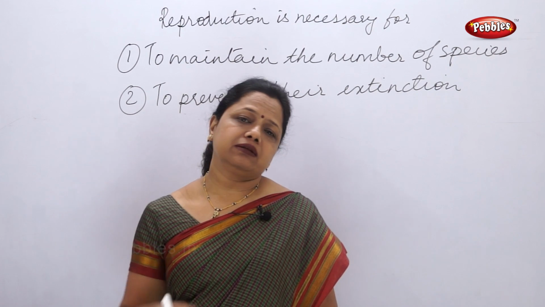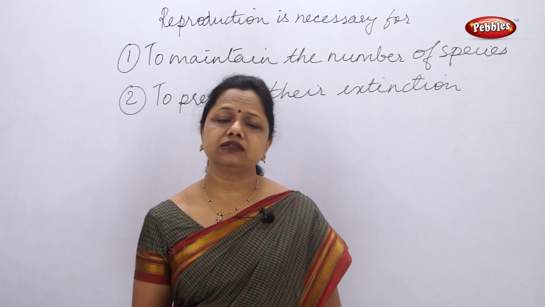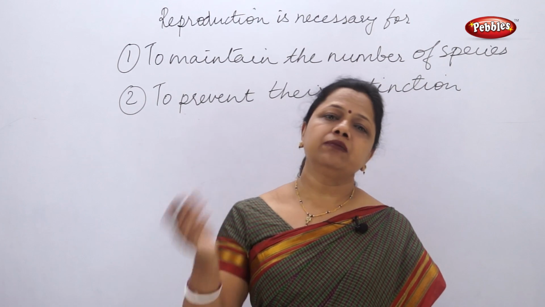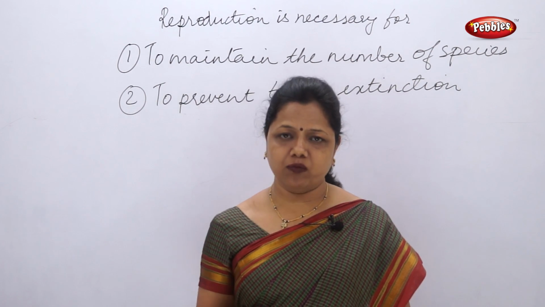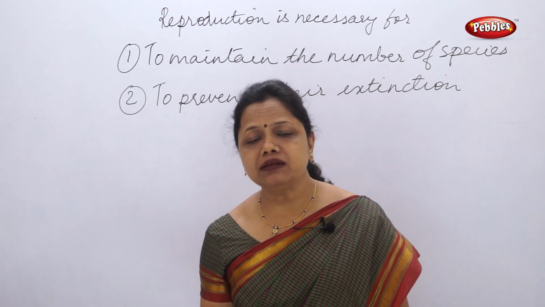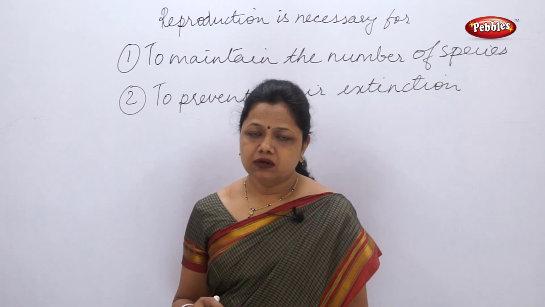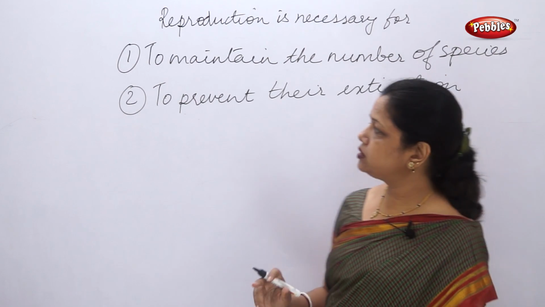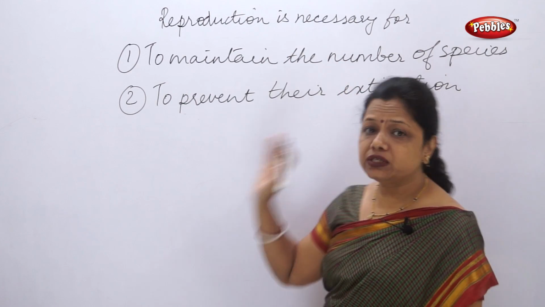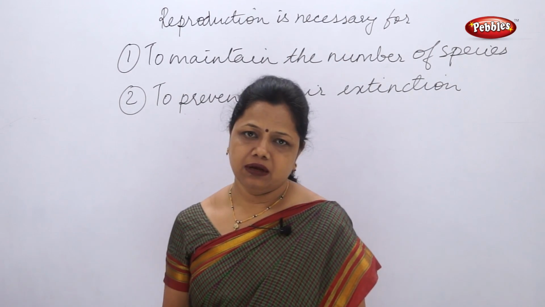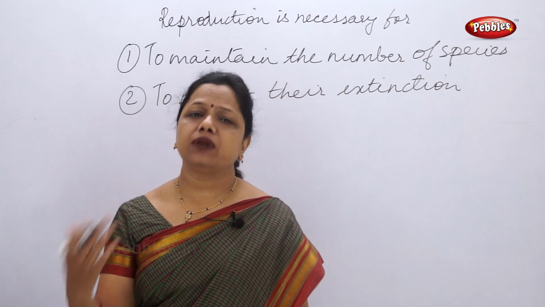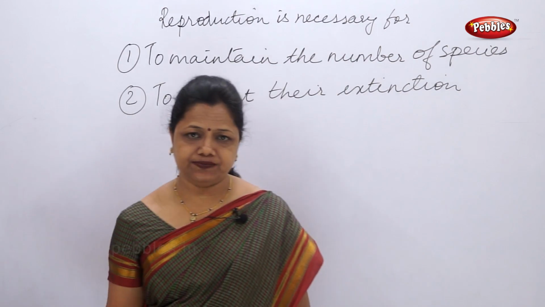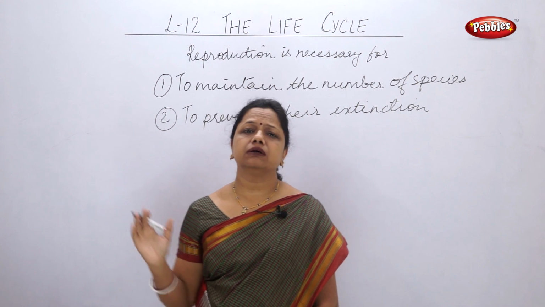What must have happened is that further reproduction may not have taken place because of some environmental conditions, some ecological conditions, or some problems with the body functions. So there might be many reasons for the extinction of the dinosaur. So what is reproduction responsible for? Reproduction is responsible to maintain the number of species of that kind. We are talking about any organism, whether it is plant or animal. And secondly, to prevent their extinction. They should not get extinct from this earth.